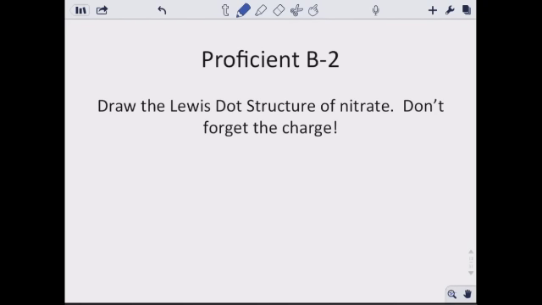The next one, it says draw the Lewis structure of nitrate. Don't forget the charge. So nitrate is NO3 with a -1 charge. That means it has 1 more electron. So first thing we do is pick a central atom. Well, that's going to be the one by itself, nitrogen, and then we put 3 oxygens.